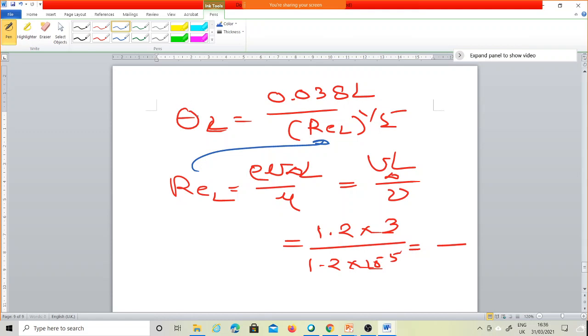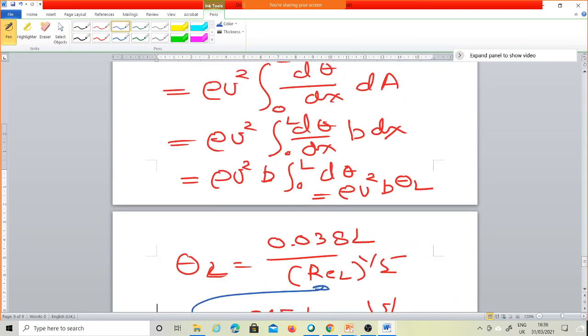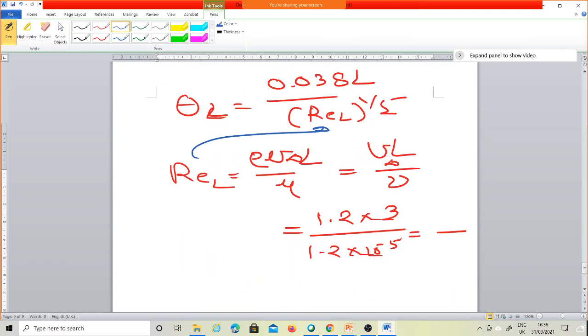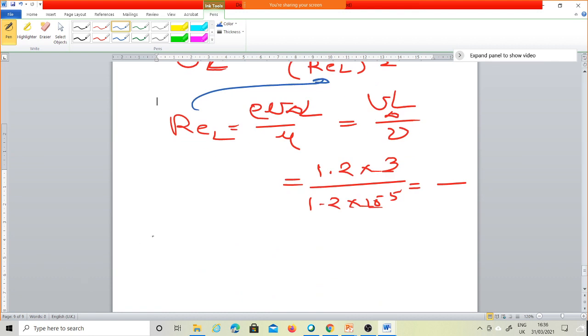Okay, so after you get the value of theta L, just substitute the values here. So in short, after you do all the calculation, you should get F_L or F_D, whatever you like, you can say, is 22.67 watt. Okay, so I think that's okay.